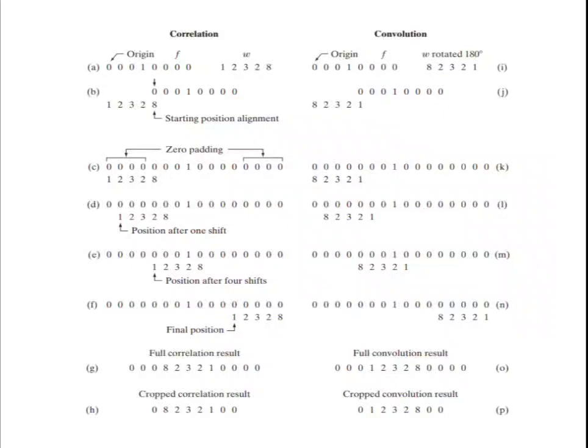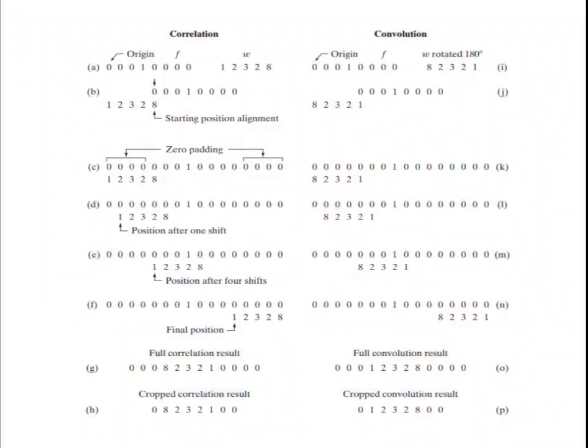Note that it took 12 values of x, that is x from 0 up to 11, to fully slide w past f, so that each pixel in w visited every pixel in f. Often we like to work with correlation arrays that are the same size as f, in which case we crop the full correlation to the size of the original function, as shown in figure H.